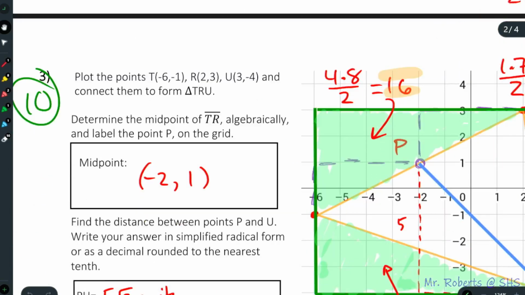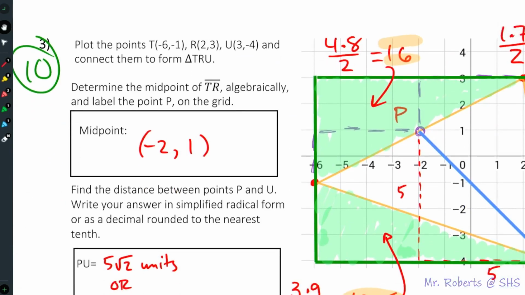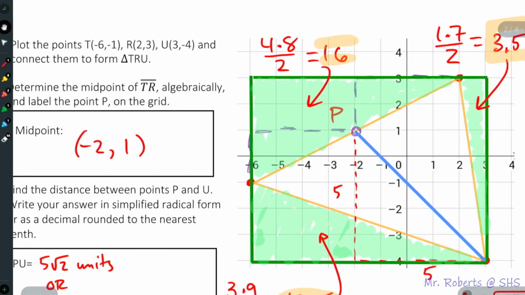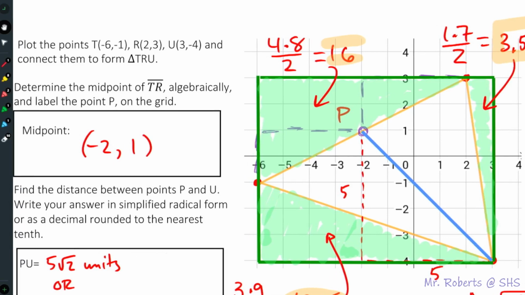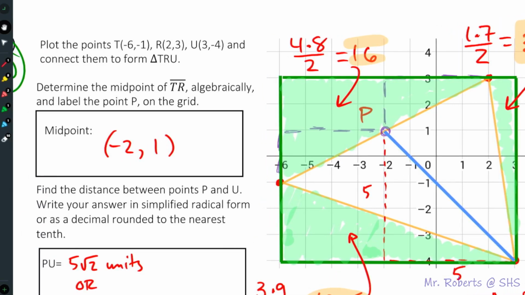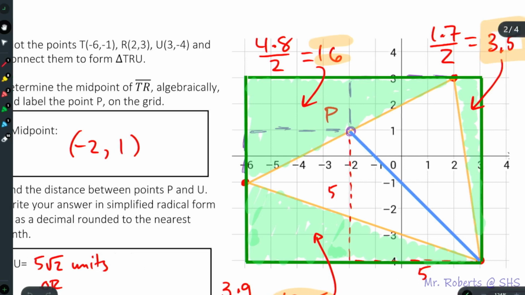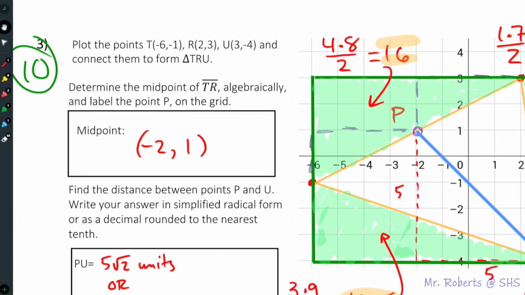Next page. It says plot these points. Determine the midpoint of TR. T was at (-6, -1), and R was at (2, 3), up 2 over 3. The location of that midpoint, you can see I put the dot there. That was at (-2, 1).